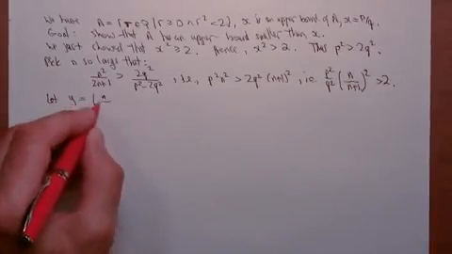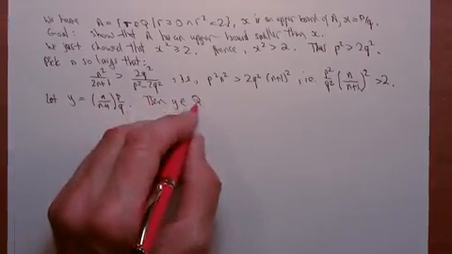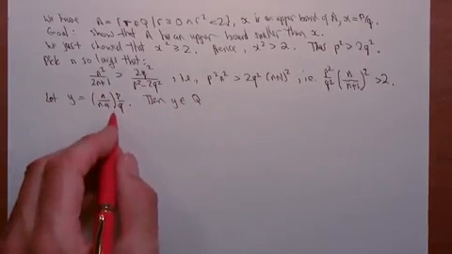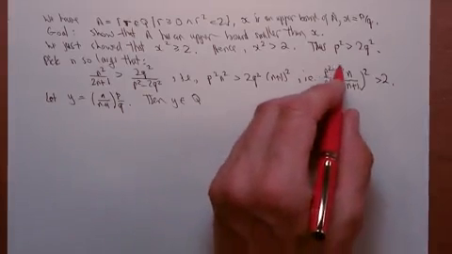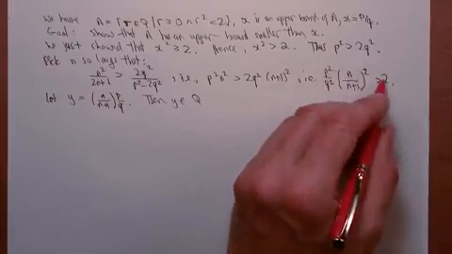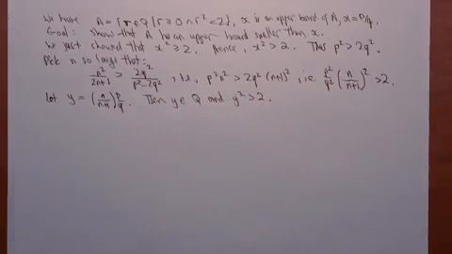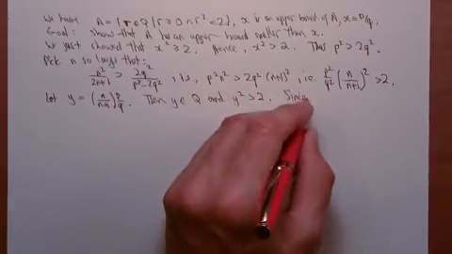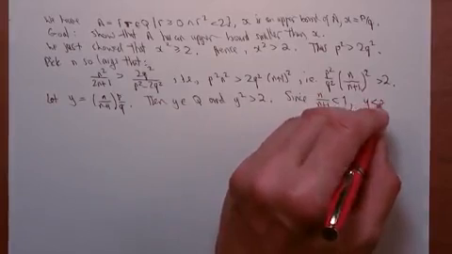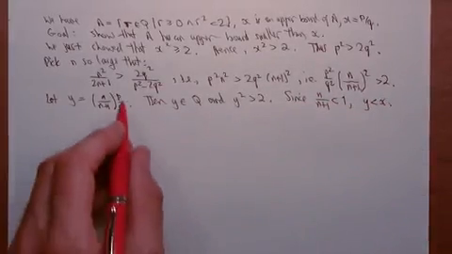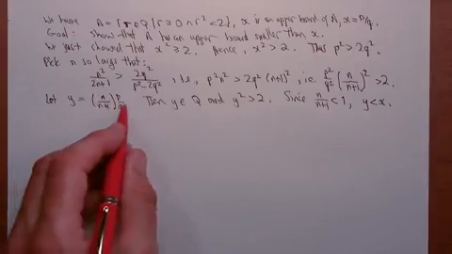Let y be n over n plus 1 times p over q. Then y is an element of Q. y is a rational number. It's a quotient of integers, so it's in Q. And moreover, y squared is bigger than 2. Moreover, since n divided by n plus 1 is less than 1, y is less than x, because p over q is x, and y is just this guy times x. So it's less than x.